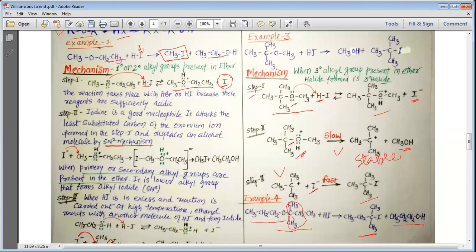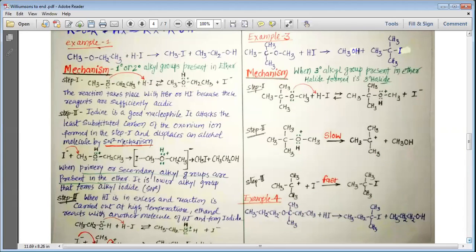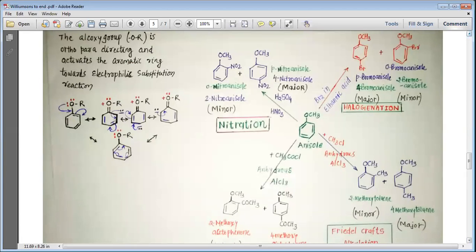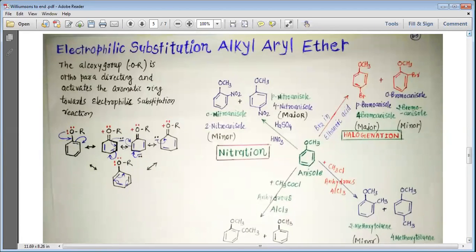Please remember that in the reaction between ether and hydrogen iodide, if the alkyl group present in the ether is a tertiary group, then the tertiary group will give you the alkyl iodide, and the other group will give you the alcohol. So this is how we can understand, my dear students.